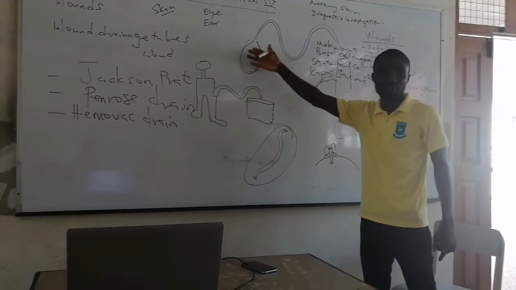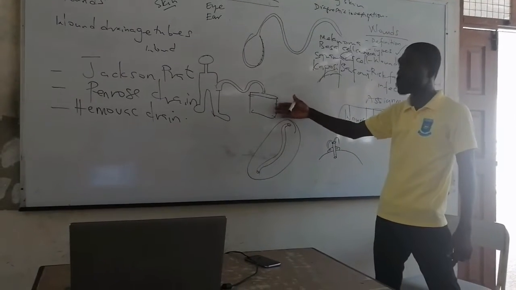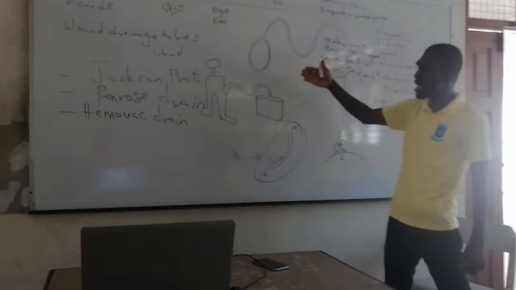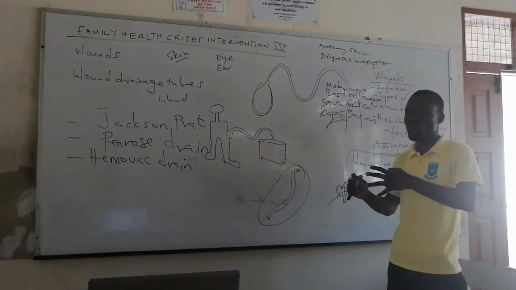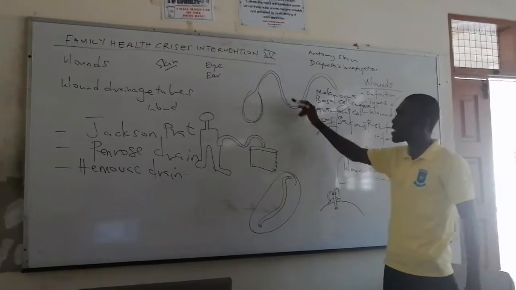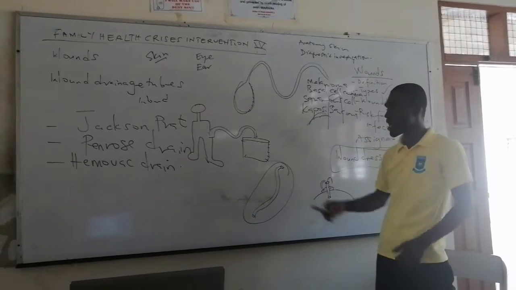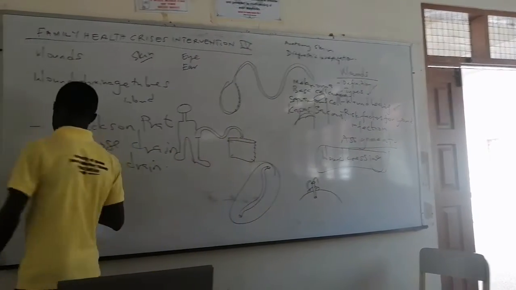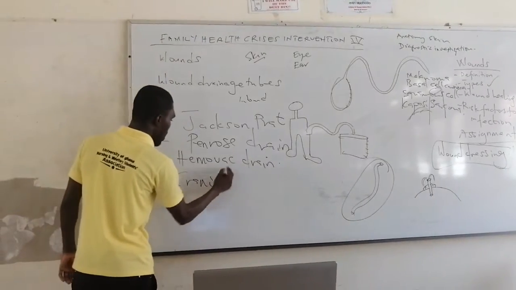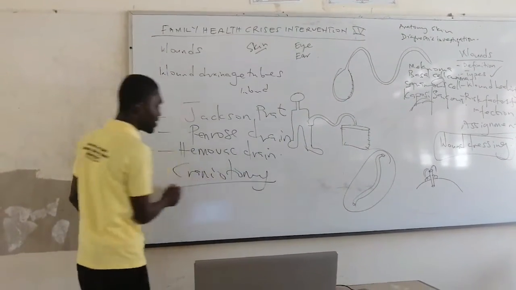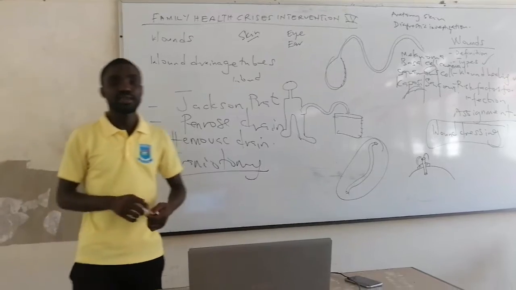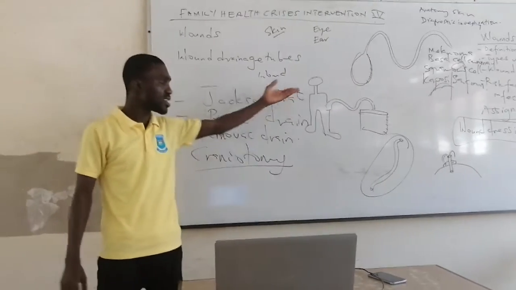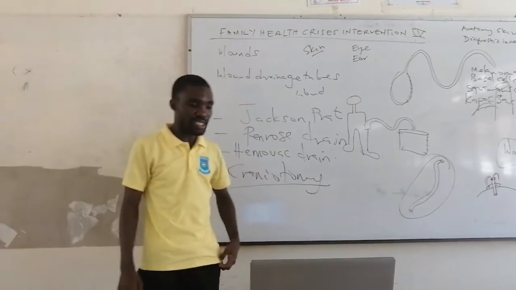That this is more round and this is not round. So that is the difference. But with the Hemovac drain, it also has a tube that is connected to a bag. And most of the time, the Hemovac drain is used after craniotomy, where we perform surgeries on the brain, right? So in these cases, a Hemovac drain can be inserted.